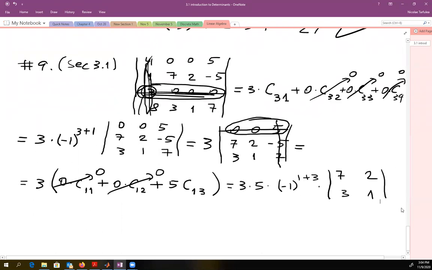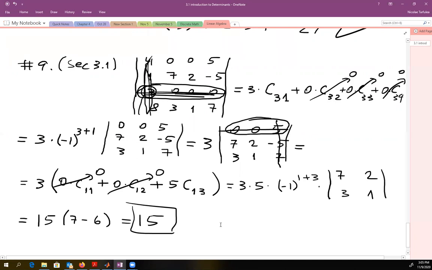So it's not that bad, right? Especially when we have zeros, I mean, 0 entries. This is 7 times 1 minus 6. 7 minus 6 is what? 1, right? So let me write it like this: 7 minus 6. So this is 15. This is what we get.